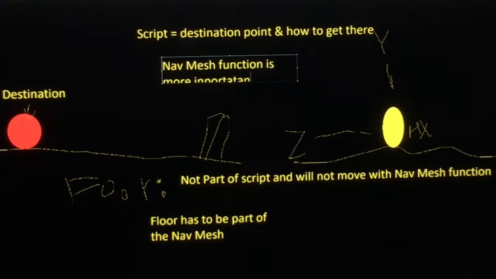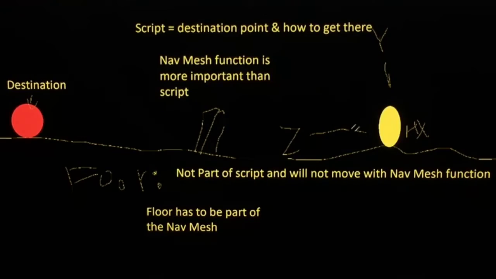But if we want to know the quickest way, we have to go to the Navmesh function. So it's more important than the script, though. We're really relying on the Navmesh function here. So let's pretend this is its view. I'm going to just write it out there. You can pick how far you want your view limit to be.